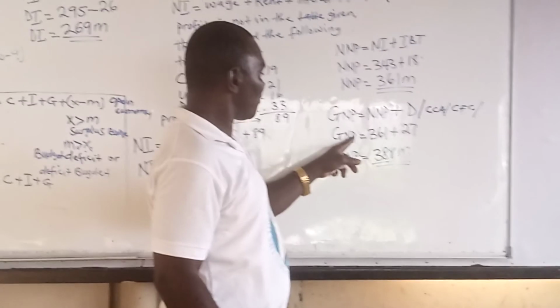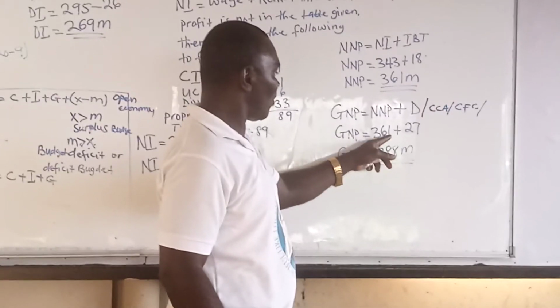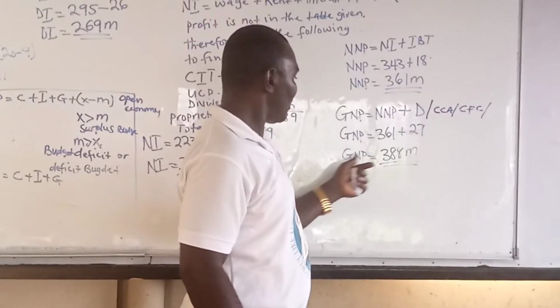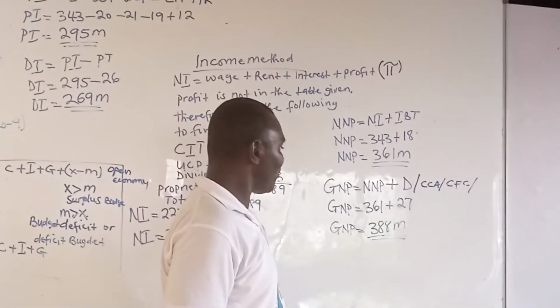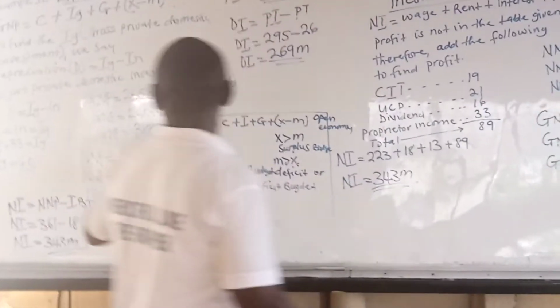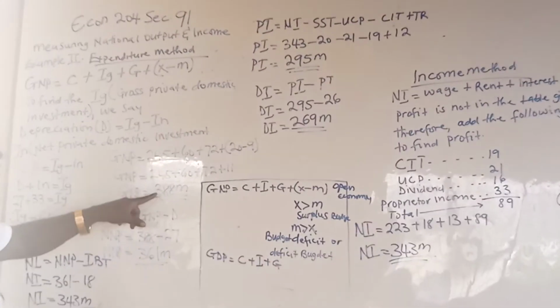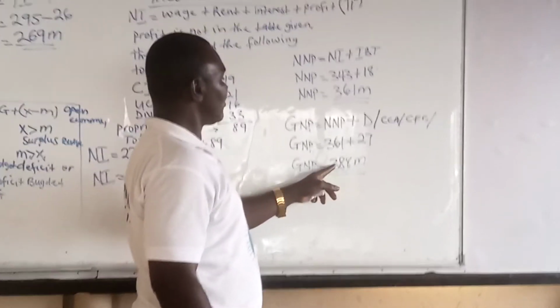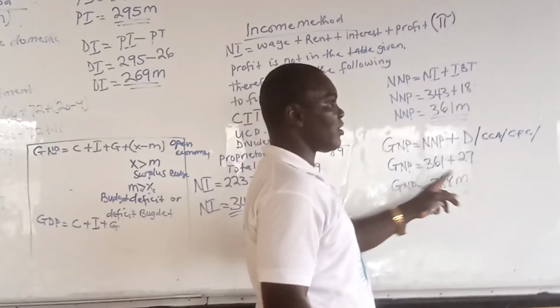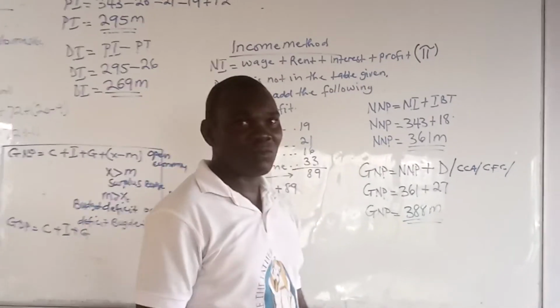So the GNP, gross national product, is equal to 361 plus 27. If we add them up, we come up to 388 million. So if we go back to the expenditure method, GNP is 388 million. Income method, GNP is 388 million. There is where we started the calculation.